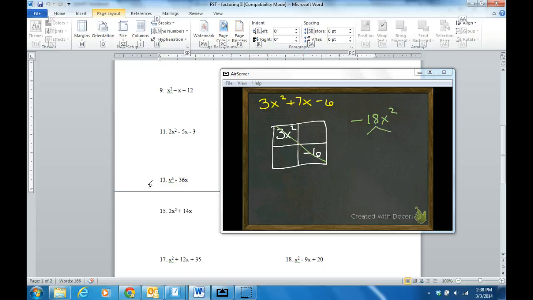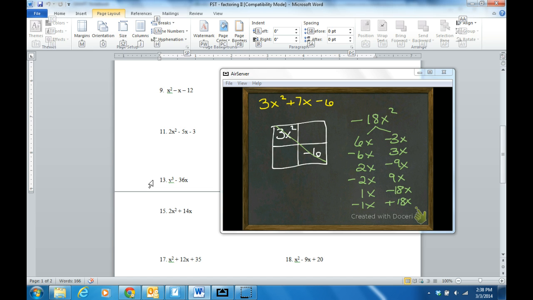What are my factors? 6x and negative 3x, and we could have a negative 6x and a positive 3x, right? What else do we have? A 2x and a negative 9x, or negative 2x and a positive 9x, right? What else do we have? 1x and negative 18x, or negative 1x and a positive 18x, right? Okay, so those are all of our factors.